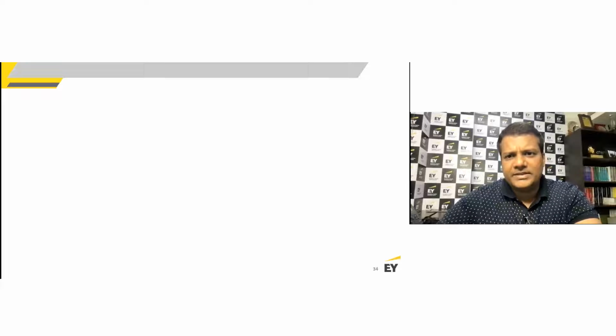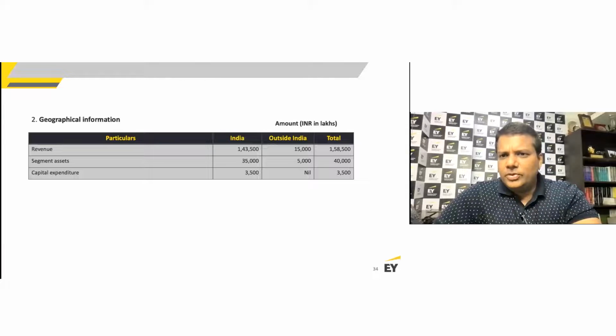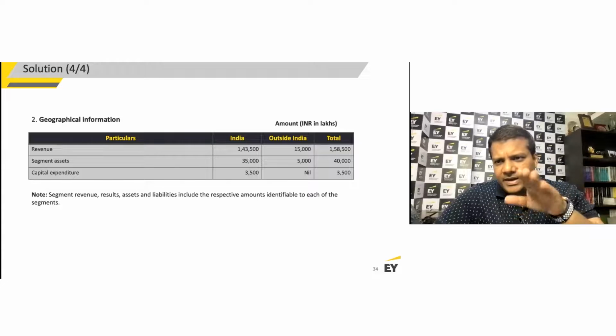from that perspective. And then you provide the information, right? So I think that's what you look at, and then you provide the geographical information, okay, which is the breakup of revenues, India and outside India, and then segment assets, India, outside India, okay. All of that is identifiable to each of the segments, okay. That's how we provide information, right? India, outside India, and total.